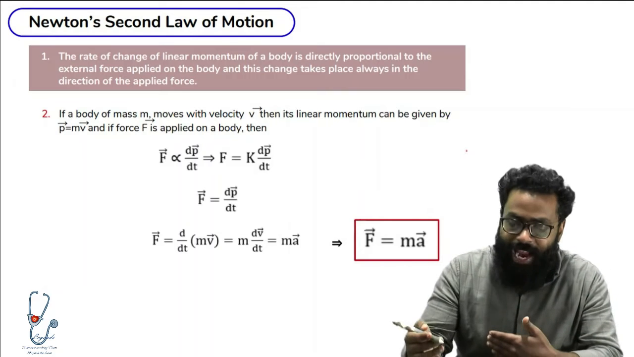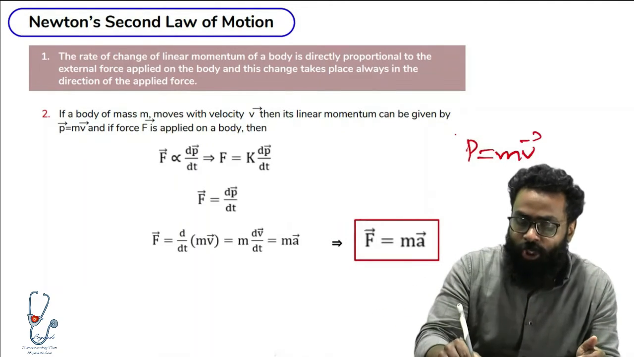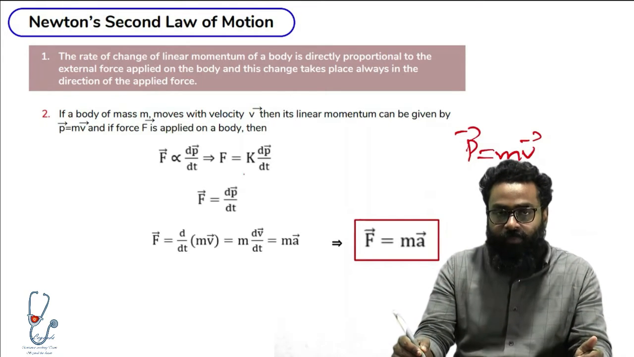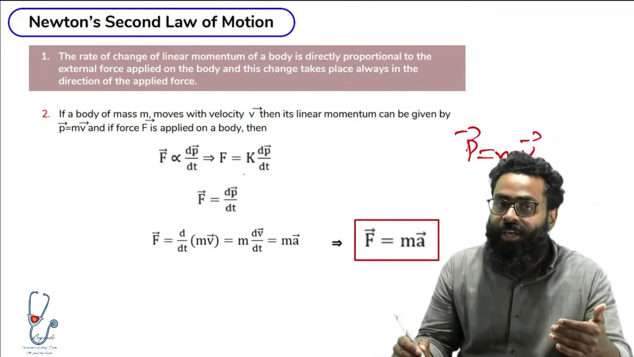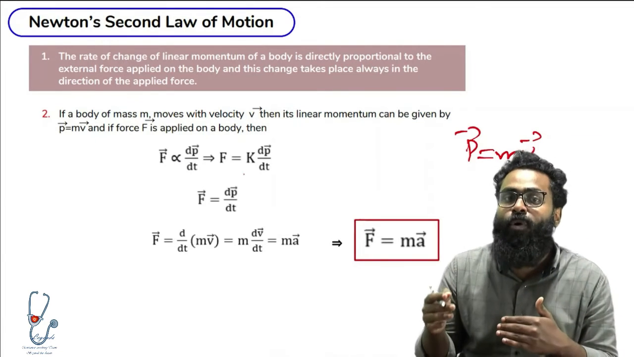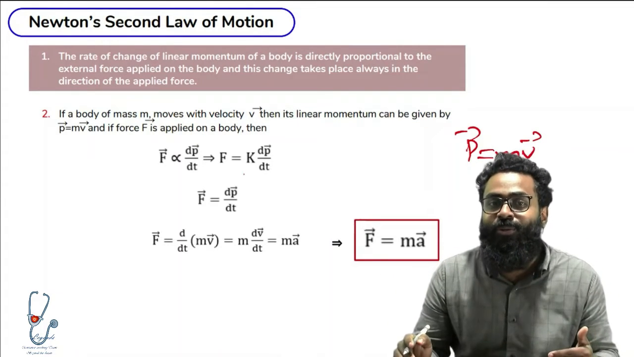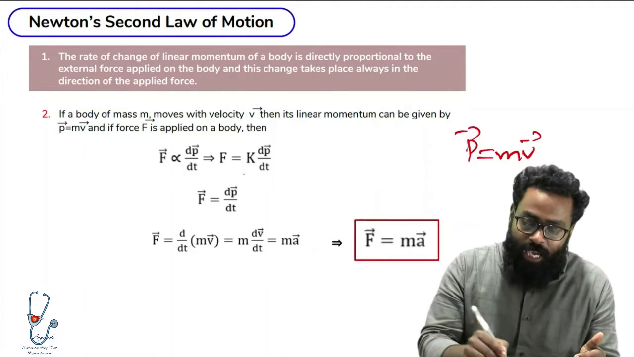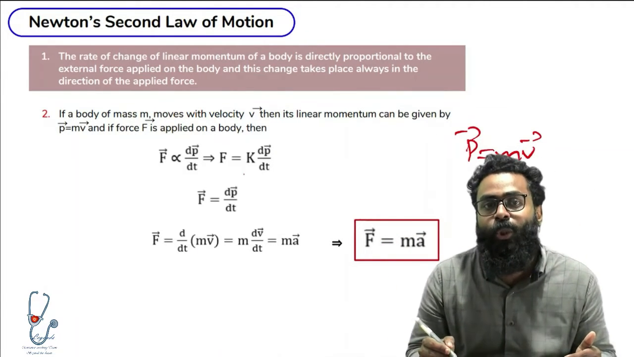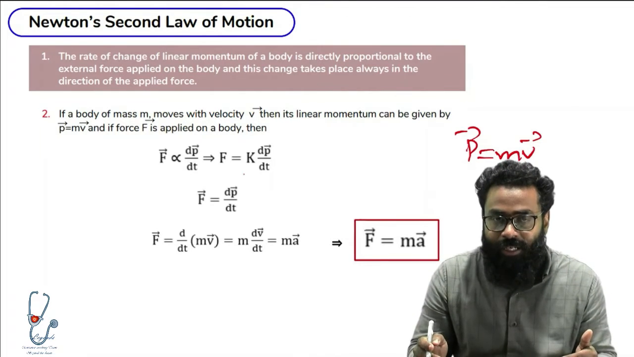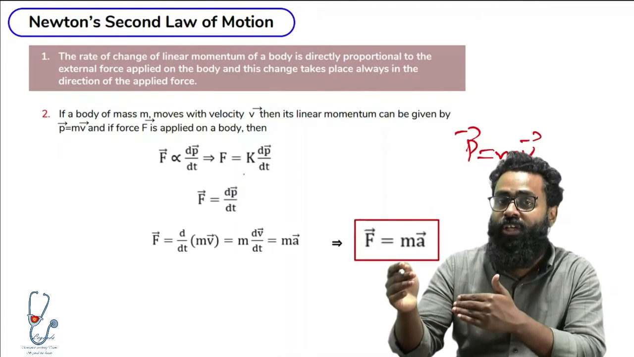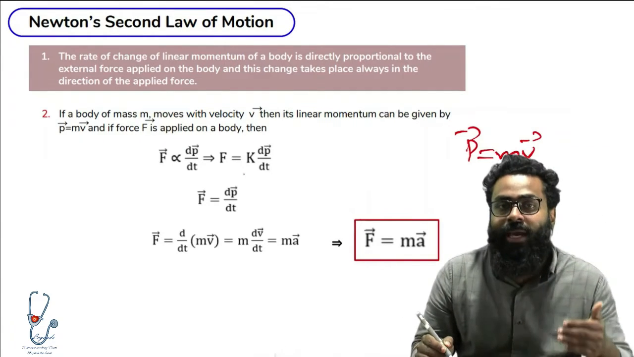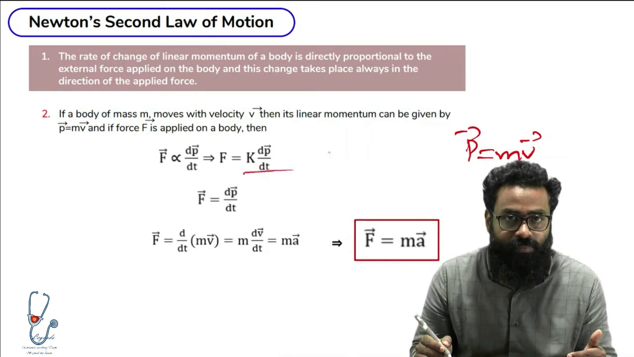The linear momentum can be written as p is equal to mv. Then we have already said that the applied force is directly proportional to the rate of change of momentum, and we can write it as F directly proportional to dp by dt, which means the rate of change of momentum, and we can write it as F is equal to k dp by dt.